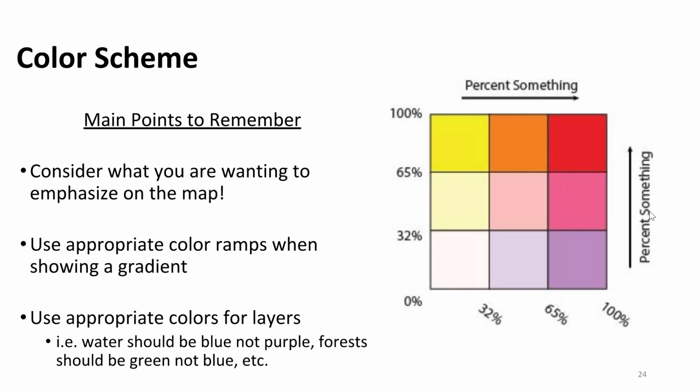So the main points to remember with color scheme: 1, consider what you are wanting to emphasize on the map. 2, use appropriate color ramps when showing a gradient. And 3, use appropriate colors for layers. So for instance, water should usually be blue, not purple. Forest, you want to put those as green and not say blue. So just think about what you're mapping and think what would be most logical for mapping your data and for getting your point across to your audience. Because again, whatever your point is, that's what you want to emphasize on your map.